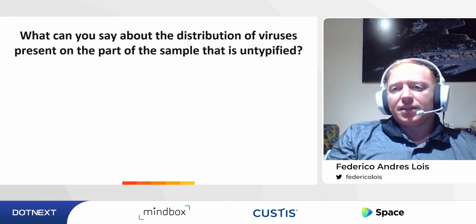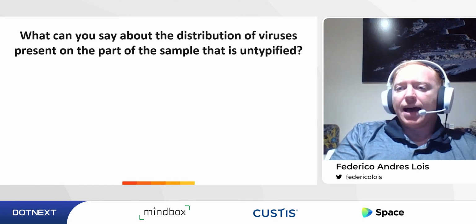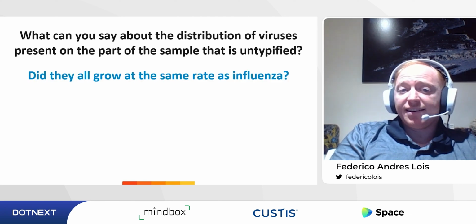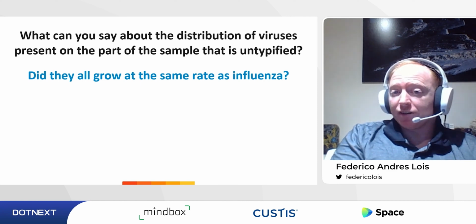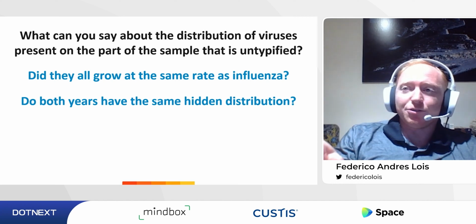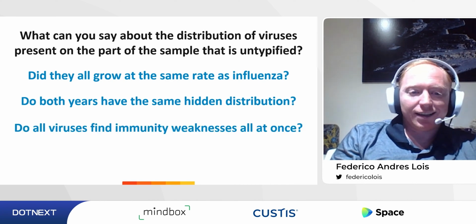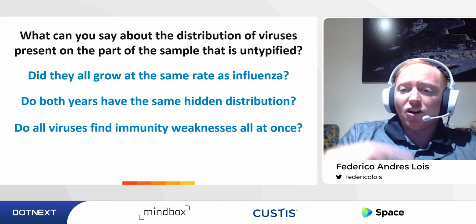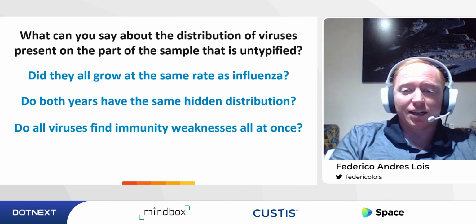What can we say about the distribution of virus present on the part of the sample that is untypified? Did they all grow at the same rate as influenza? Because we measured influenza. Do both years have the same hidden distribution on the other side? Because, let's face it, we don't know. Do all viruses find immunity weaknesses all at once? It's an interesting biological question.